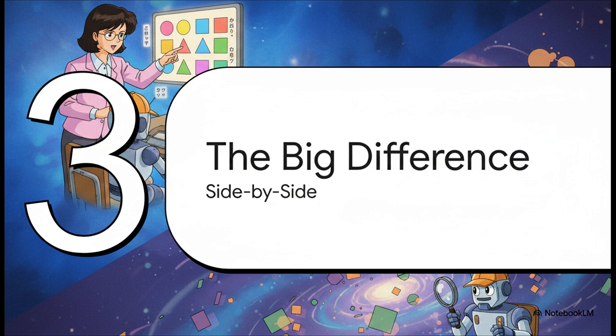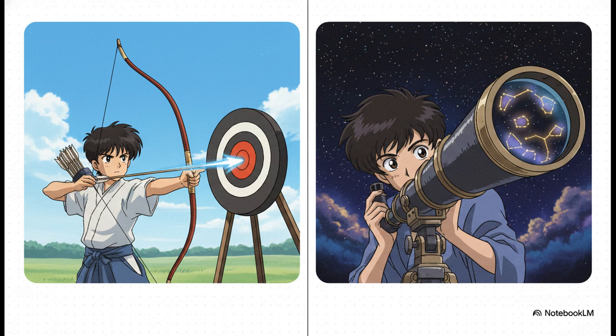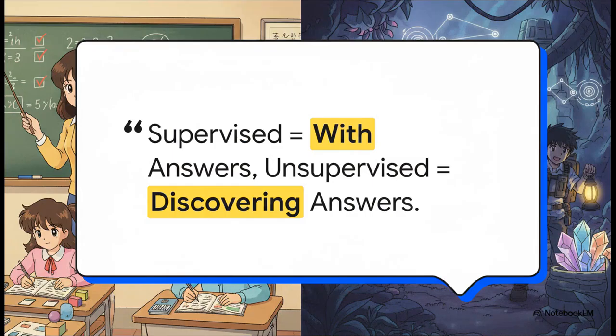Let's put them side by side now, just to make sure the big difference between them really clicks. All right, here's the bottom line. The whole point of supervised learning is to make predictions. We give it labeled data to teach it a specific task. Unsupervised learning, on the other hand, is all about discovery. We give it unlabeled data and just ask, hey, find anything interesting in here. So you've got prediction versus discovery. That's the core distinction. Look, if you only remember one thing from all this, let it be this quote. Supervised learning is like working with the answers. Unsupervised learning is all about discovering the answers.